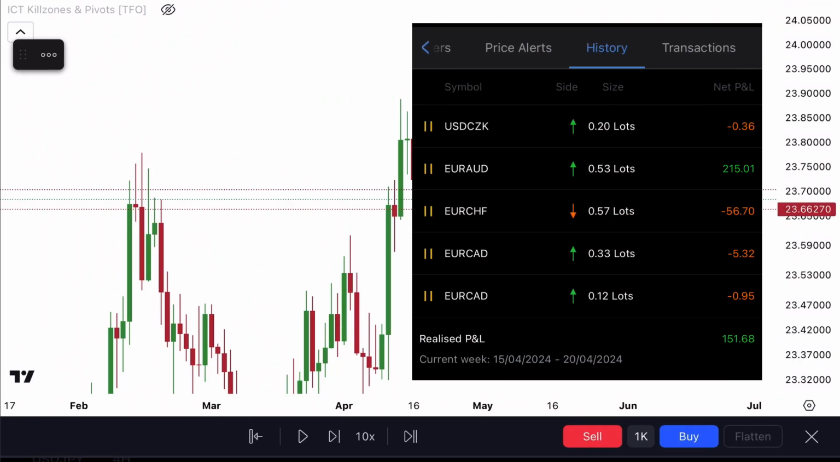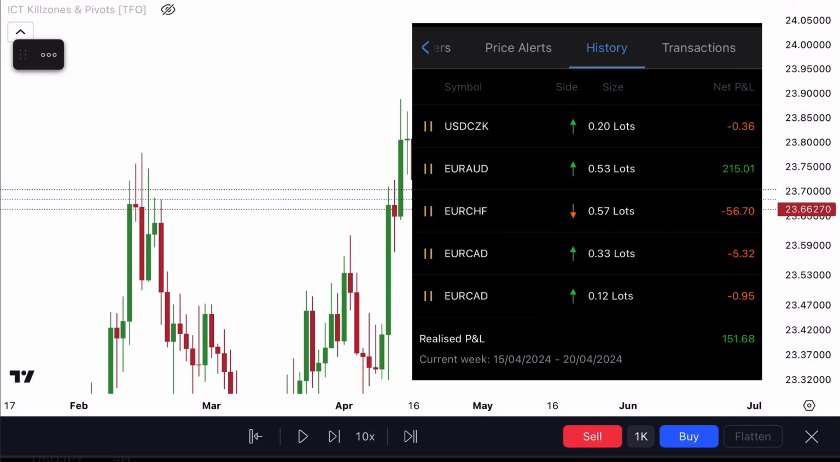I ended the week with a profit of $151. As you can see, I only took 4 trades, with the first one being a break even, the second one hitting TP, the third one being a loss, but this actually should not have been a loss.